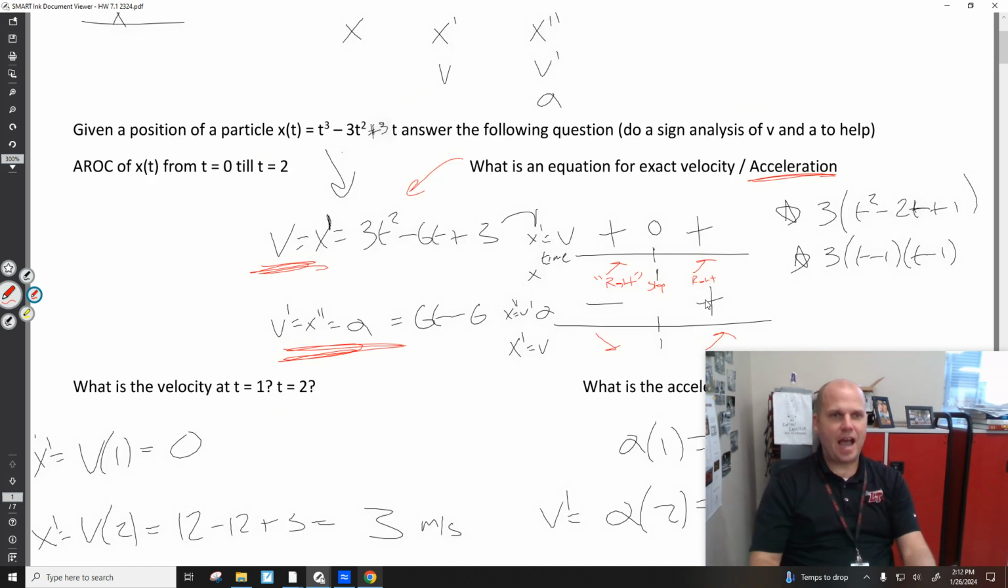The last question is the average rate of change of position. This is kind of just how we introduce the idea of rates of change of position, give you velocities. X of 0 is 0. X of 2 is 8 minus 12 plus 6.